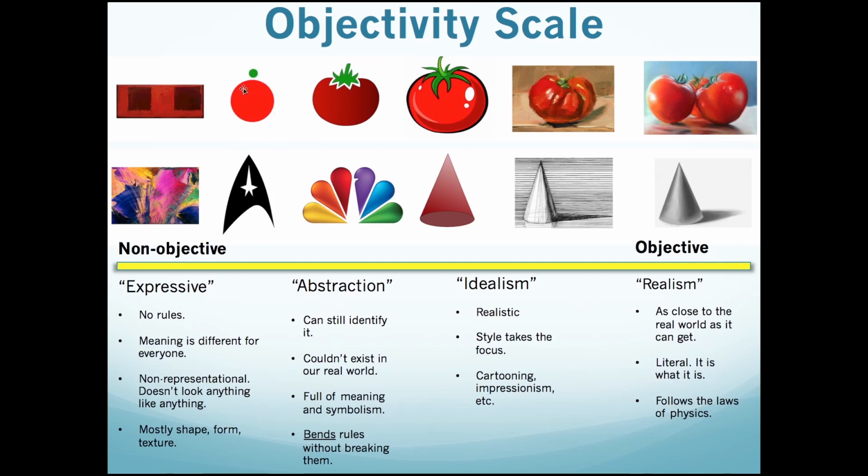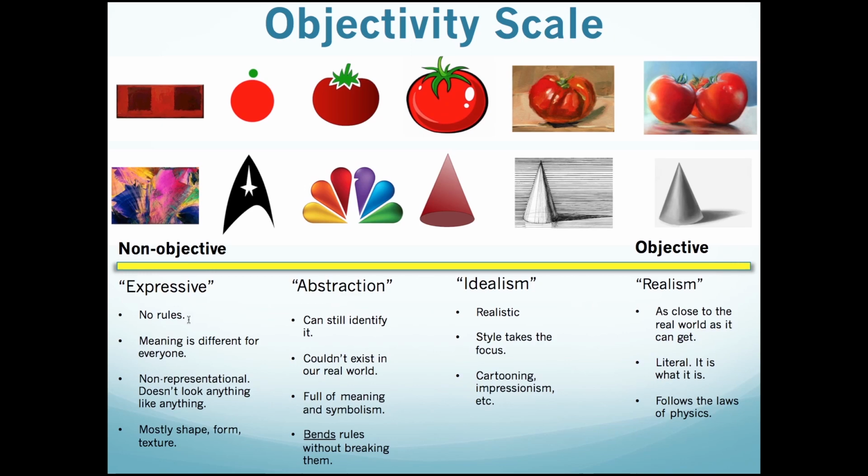And then let's go a little further over, and then things start to fall apart even more. We can still tell this is a tomato, but it's very simplified. And then here is the Starfleet logo. It's full of meaning and symbolism once you're getting into the abstract realm. You're communicating things that are deeper, where someone would look at your art and see a higher meaning to it. And because of that, we then can bend rules without breaking them.